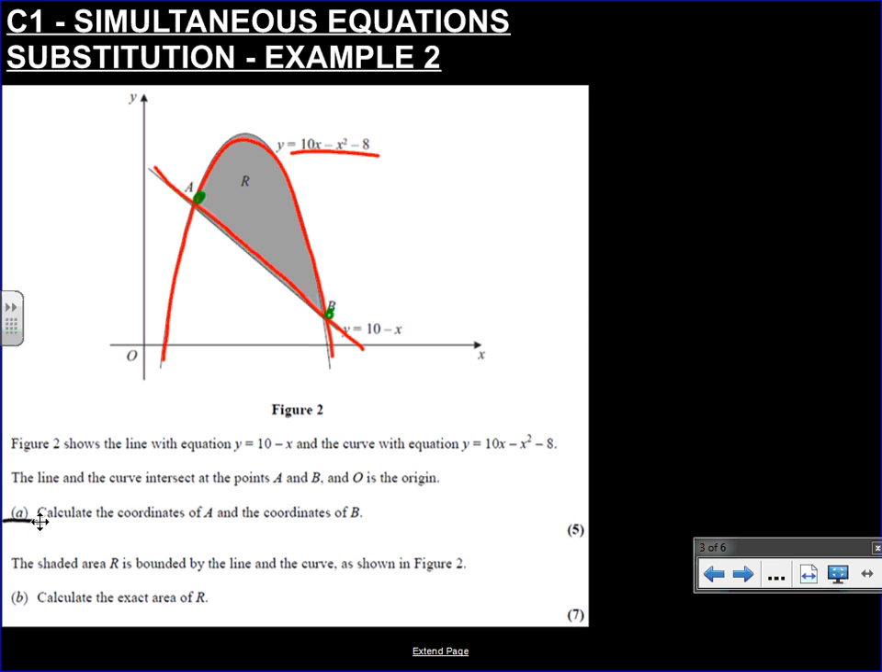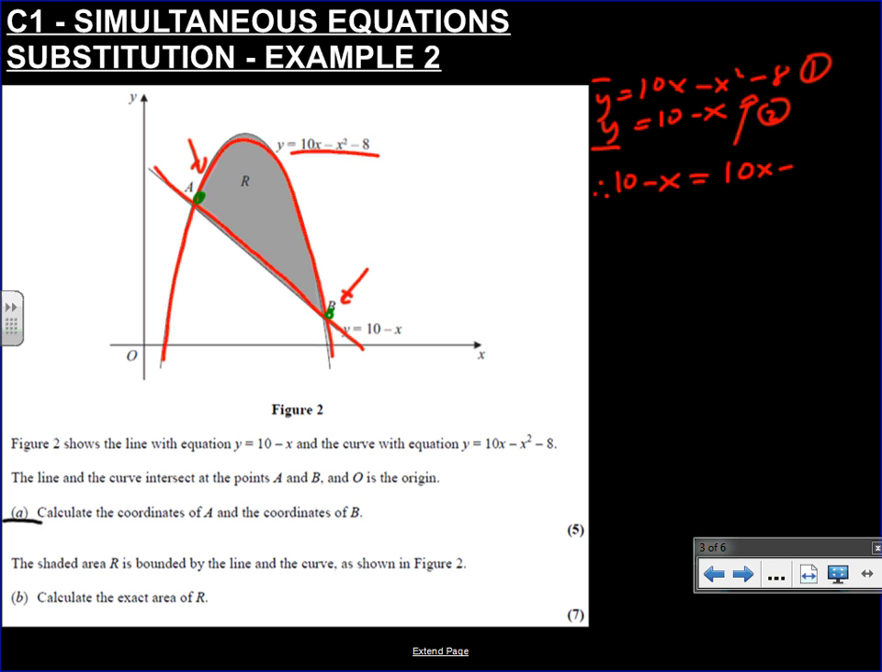So therefore, since we know y equals 10x minus x squared minus 8, and we know y equals 10 minus x, and these y values are the same at this particular point and this particular point, we can sub number 2 into number 1. So we have, therefore, y, which is actually 10 minus x, is also the same as 10x minus x squared minus 8.